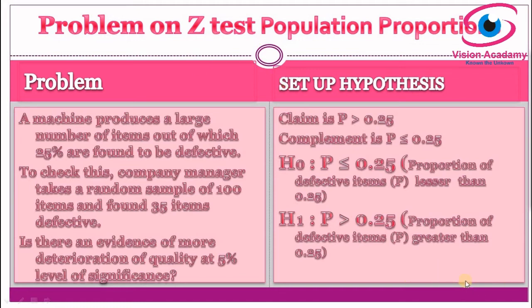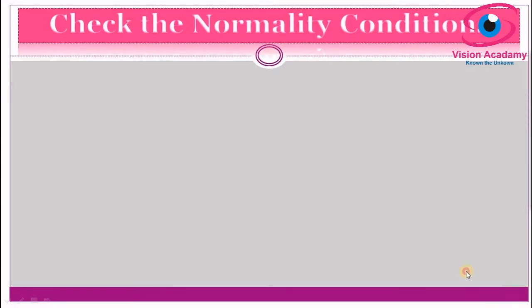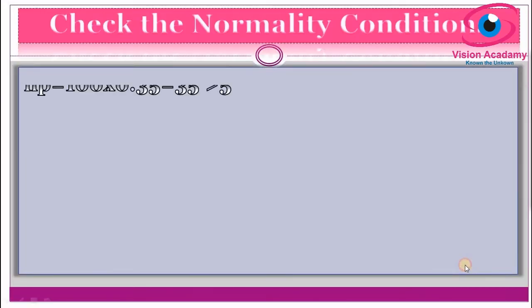So now we have to check the normality condition before we test a hypothesis. The normality condition, as I told you, is that np and nq must be greater than 5. Here in this example, our sample size n is 100, and p is the sample proportion: out of the 100 samples taken, 35% are defective. So the sample proportion is 0.35.